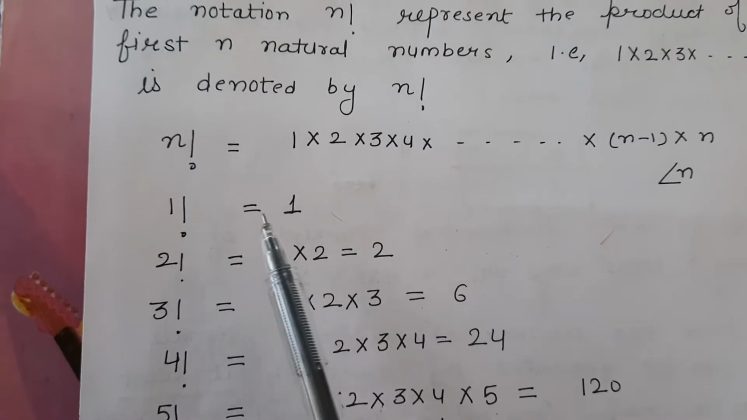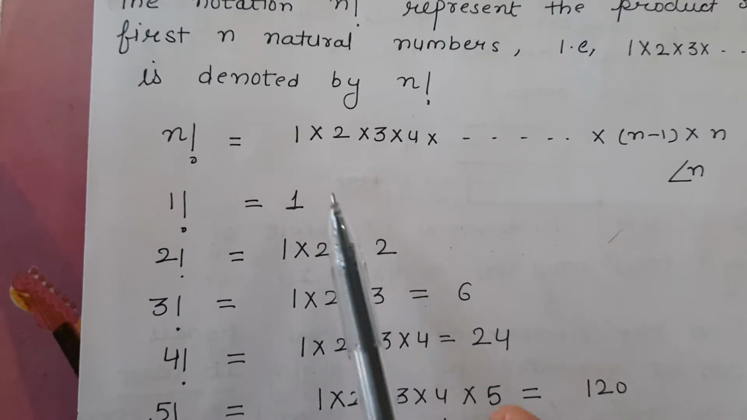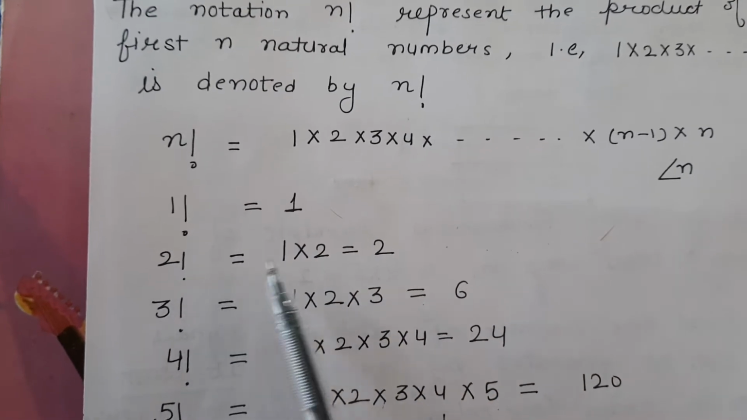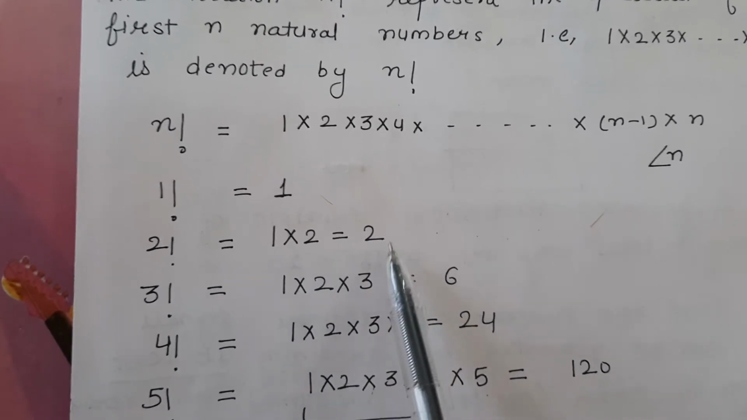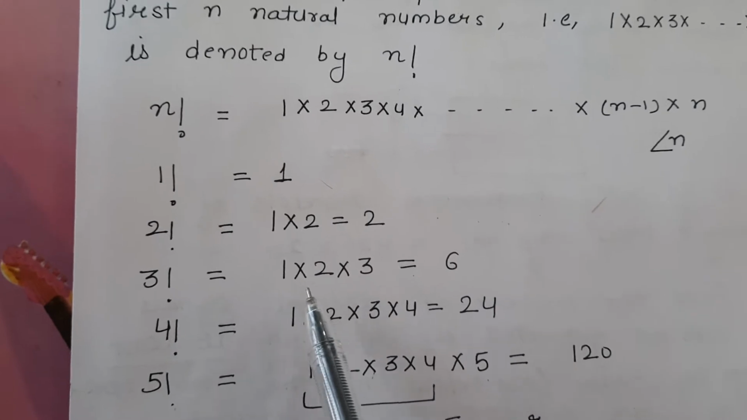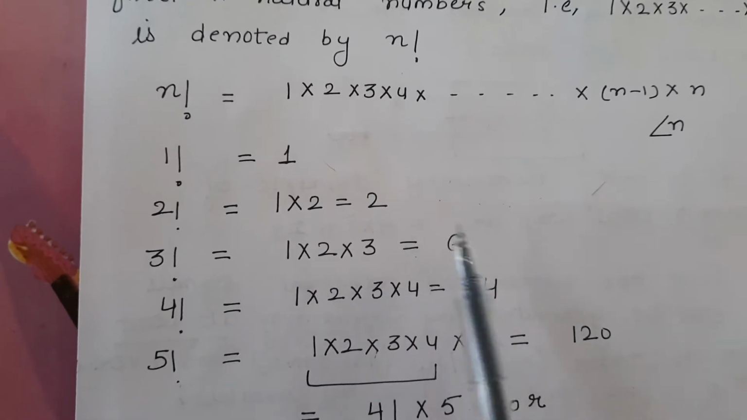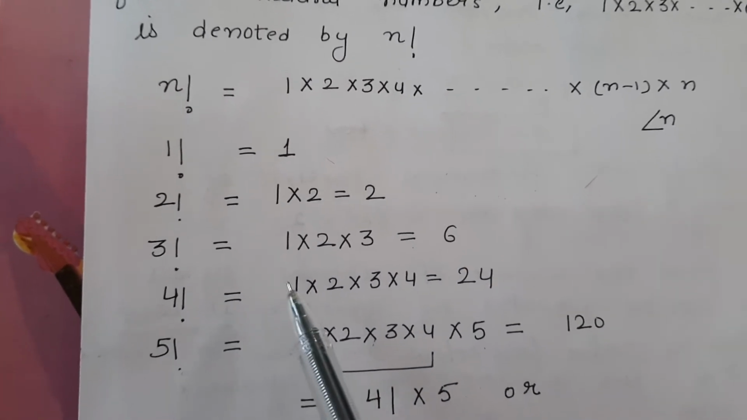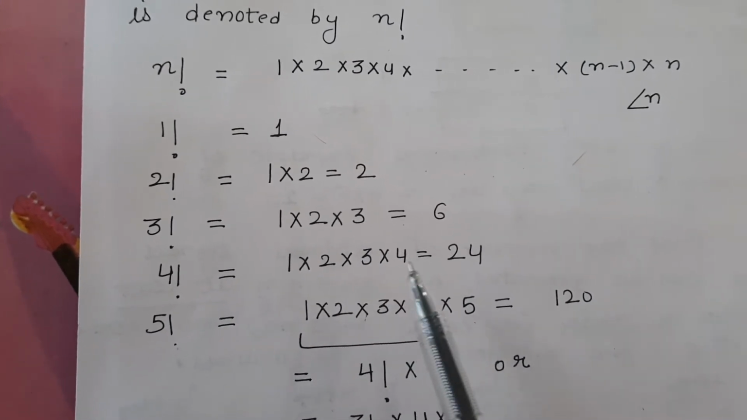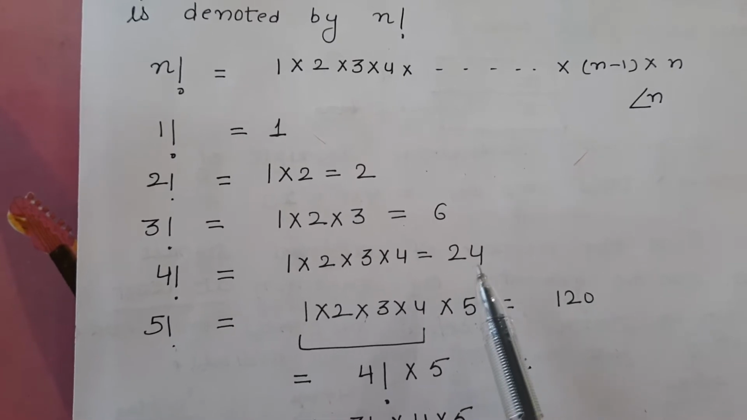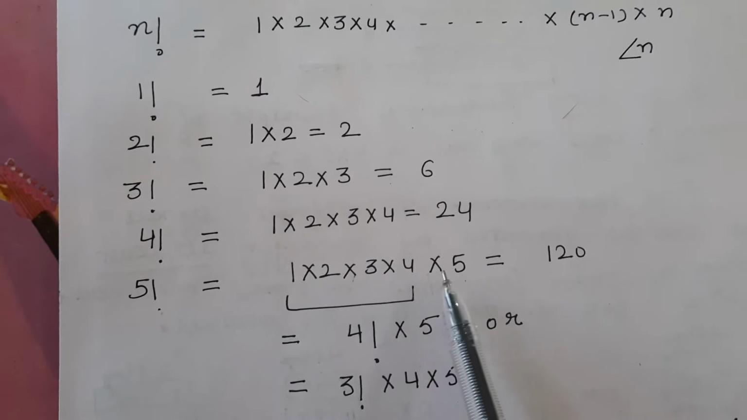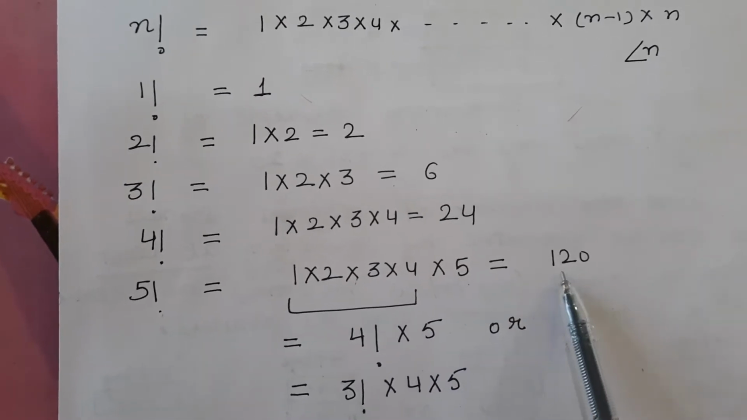Next, 1 factorial means the product of the first natural number, or we can simply say the first natural number is 1. 2 factorial, 1 into 2 is 2. 3 factorial, product of first 3 natural numbers, 1 into 2 into 3, answer is 6. 4 factorial, 1 into 2 into 3 into 4, so answer will be 24. Now 5 factorial represents the product of first 5 natural numbers, so your answer is 120.